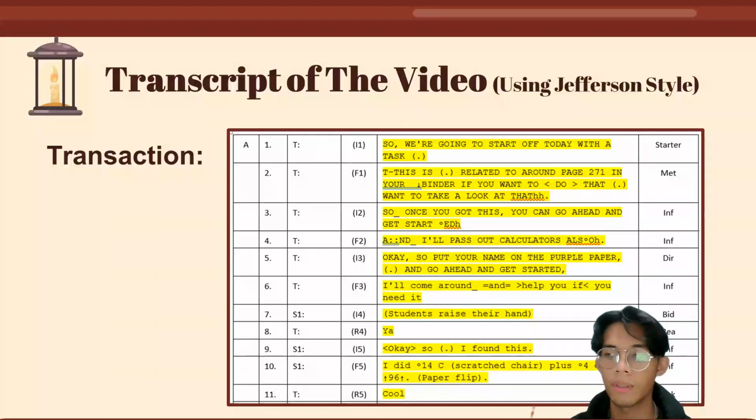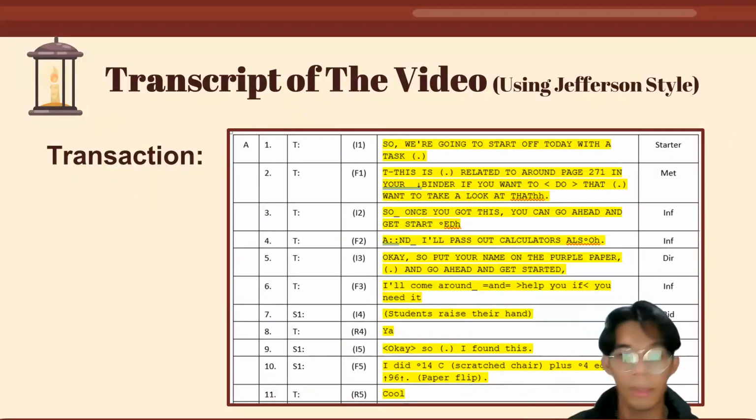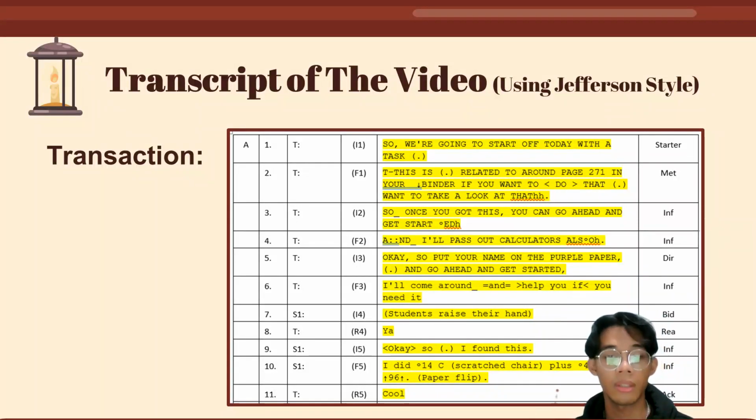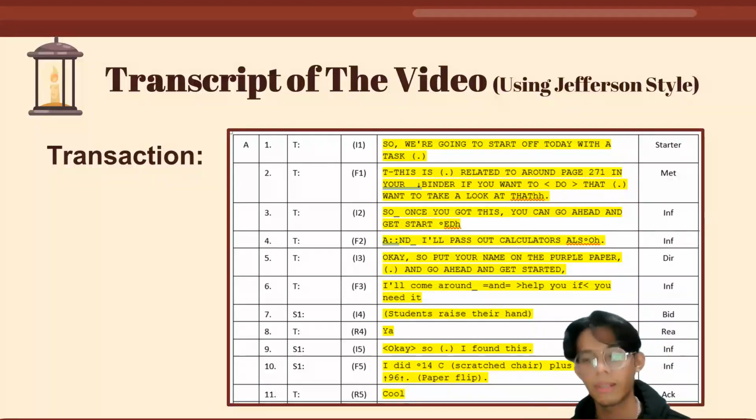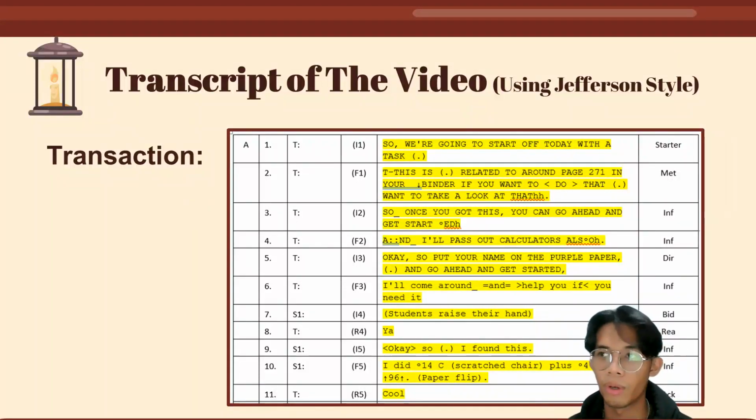is called a micropause. A micropause is when someone talks but is silent a bit and then continues to talk again. And then the colon here, two colons mean stretched sounds. If you put more colons, it becomes longer and more stretched. There are a lot of symbols in Jefferson's.